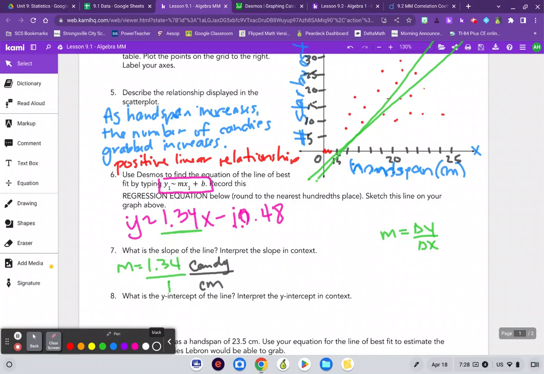In other words, you can grab 1.34 more candy for each 1 centimeter increase. This is all positive, so this is all an increase. I'm grabbing more, that's an increase. I have a bigger hand span, that's an increase for each 1 centimeter increase in hand span.